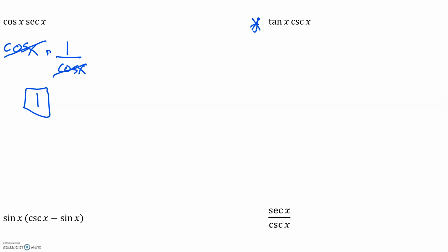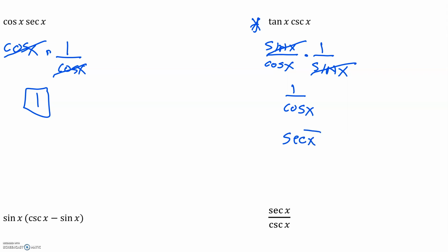All right, let's rewrite this. Now, tangent is sine over cosine. Cosecant is 1 over sine. And when we multiply, those cancel, and we're left with 1 over cosine of x, which is almost there. Now, 1 over cosine x is really secant of x. And there's our simplified answer.